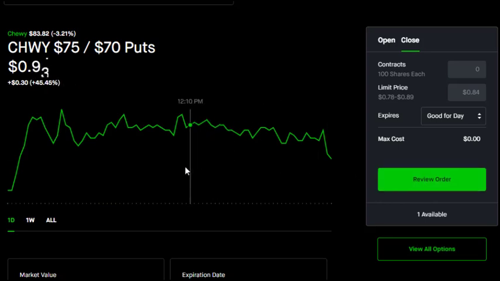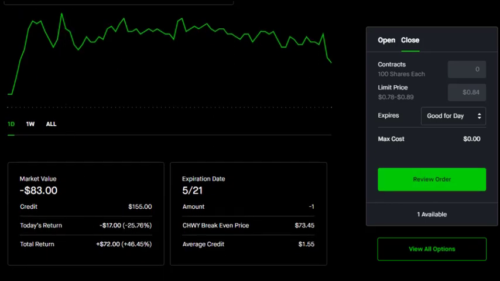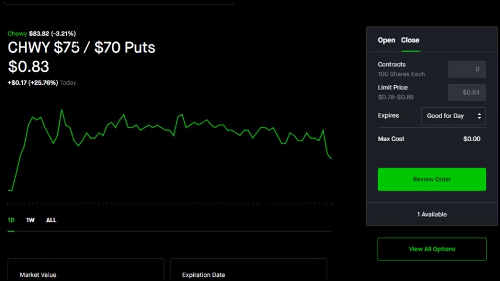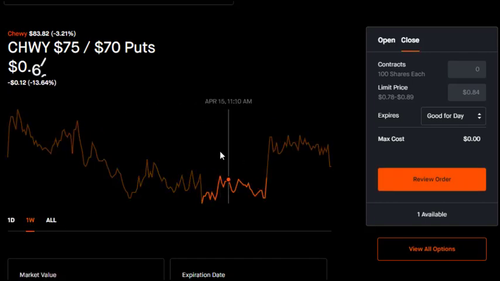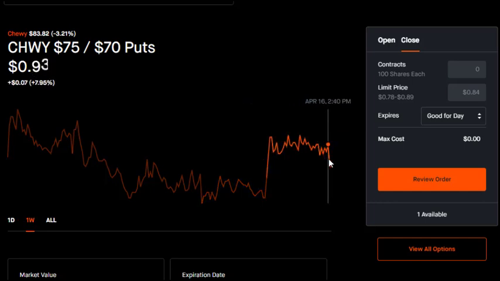Moving on to Chewy, in a decent profit already of $72. I got a $150 credit for this, only doing a $5 wide, so that's a nice big profit potentially on a pretty small amount of risk. And you can see here the stock is even down, but I'm still in a pretty decent profit. I definitely should have been getting out when this was around 70 cents. That would have been a 50% profit already, but I didn't. So I'll have to make an adjustment here at the end of the week, potentially rolling out to the beginning of June, but we'll see how that plays out.